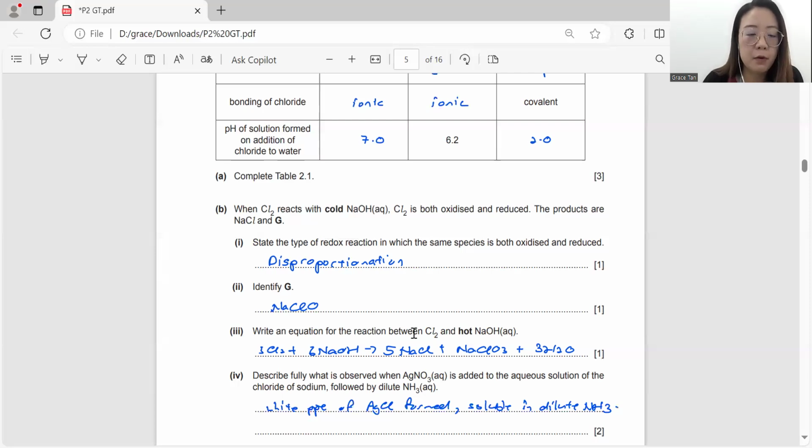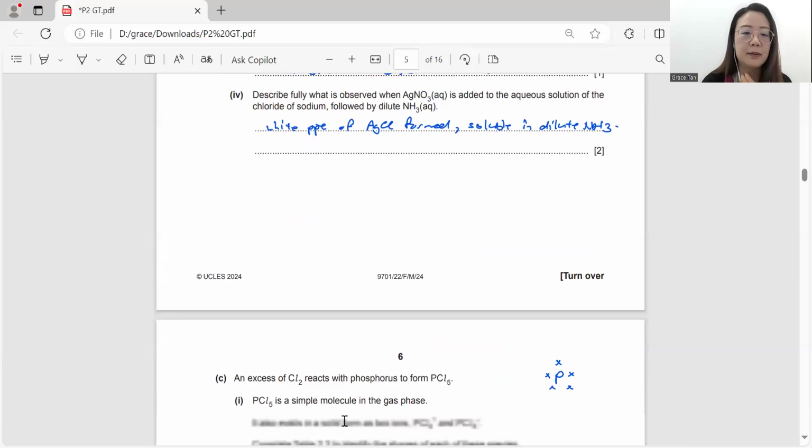Number 4, describe fully what is observed when silver nitrate is added to the aqueous solution of the chloride of sodium, followed by aqueous ammonia. So when you add NaCl with AgNO3, you will get a white precipitate of silver chloride, and then it will be soluble in dilute ammonia, which is quite straightforward, following your practical paper.